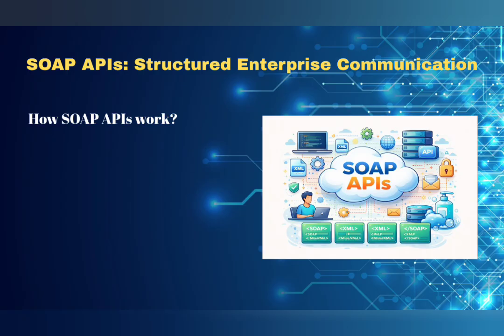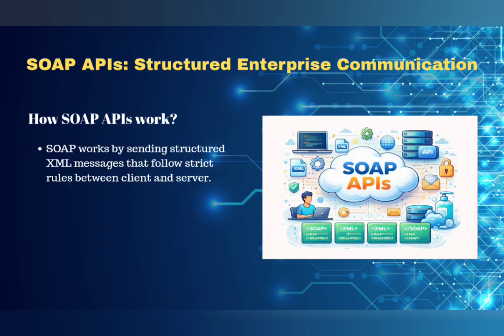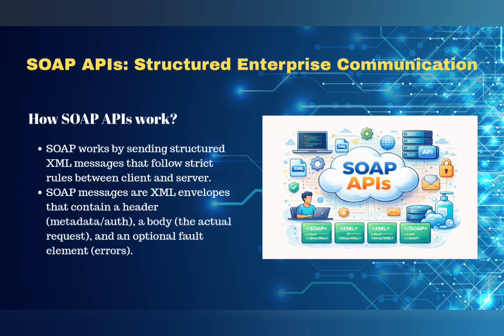How does SOAP work? SOAP works by sending structured XML messages that follow strict rules between client and server. SOAP messages are an XML envelope that contains a header, which consists of metadata or authentication, a body, the actual request, and an optional fault element, which is errors.